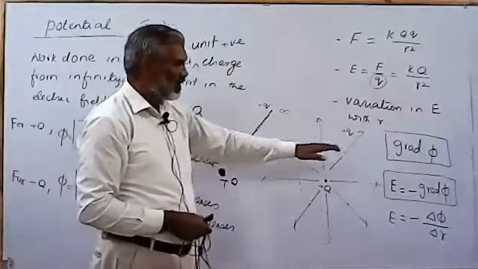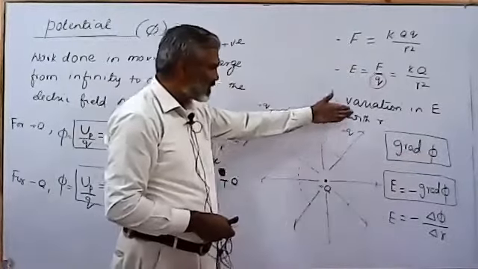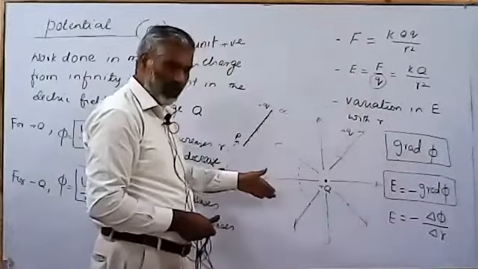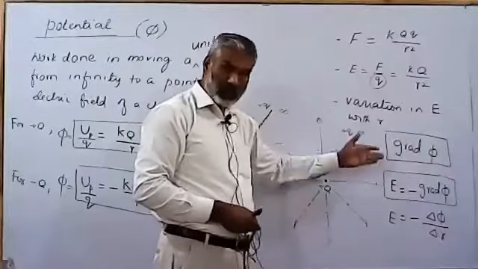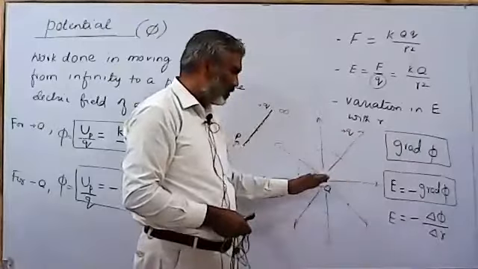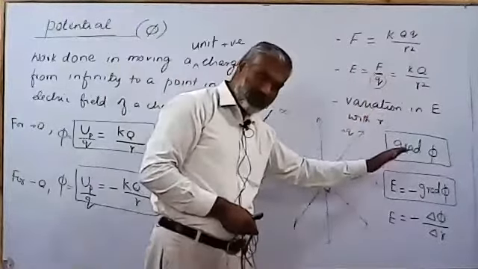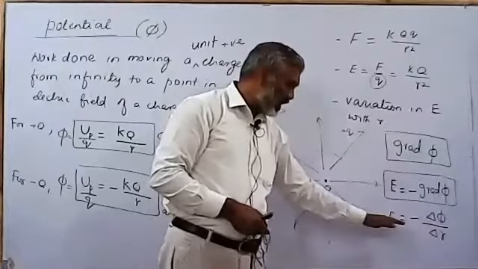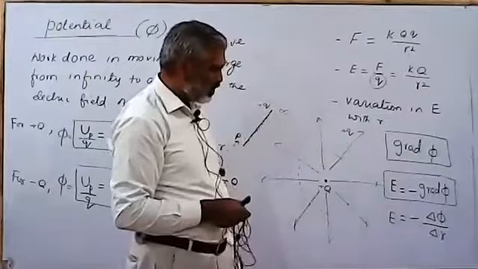As I said, gradient grad phi is a vector, and in this case its direction is towards the charge, and that is of course opposite to the direction of the field of the positive charge, which is outward. So grad phi, which is a vector, is opposite in direction. So the negative sign indicates that the directions are opposite.